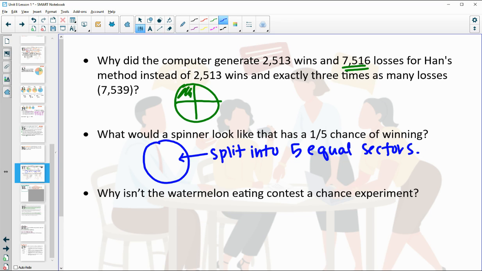And then why isn't the watermelon eating contest a chance experiment? Because it takes skill. Well, not necessarily skill, but you could put somebody like a 2-year-old up against an adult and you know who's going to win. So you know which person is going to win because they can eat faster, and so it's not just completely up to chance. And if you had the same person playing against a new person, they've probably eaten too much watermelon, so the new person is more likely to win. So not up to chance.